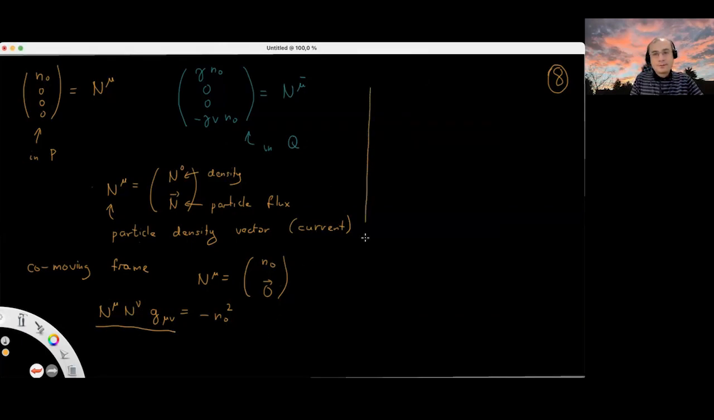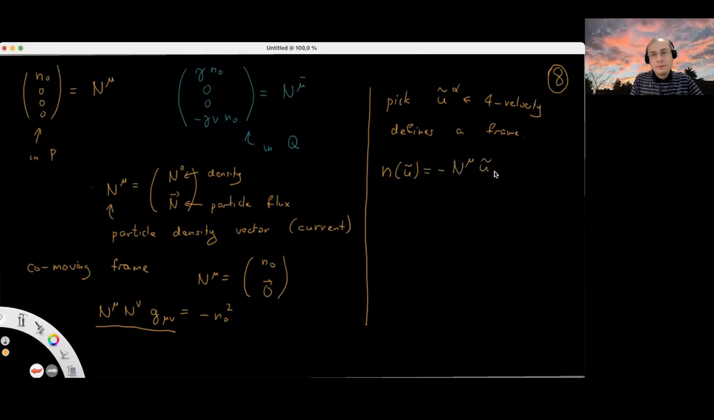A few more observations. So we pick another four velocity u alpha. It's just a four velocity defining a frame. And then it's easy to show that the particle density in the frame with this four velocity is simply minus n mu u mu. It's easy to check because the density is the zero component, and if you multiply with u mu in a particular frame, and this u mu is just the time-like part, you get n zero.